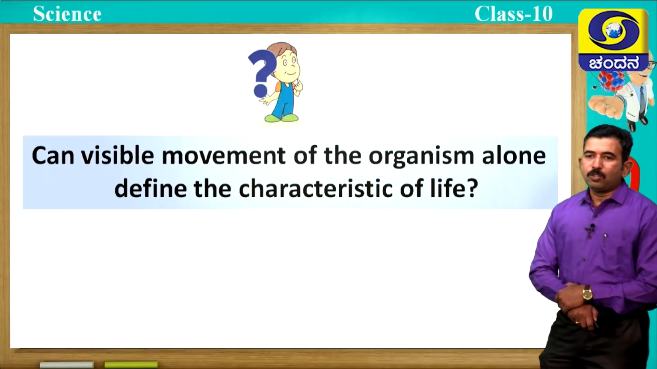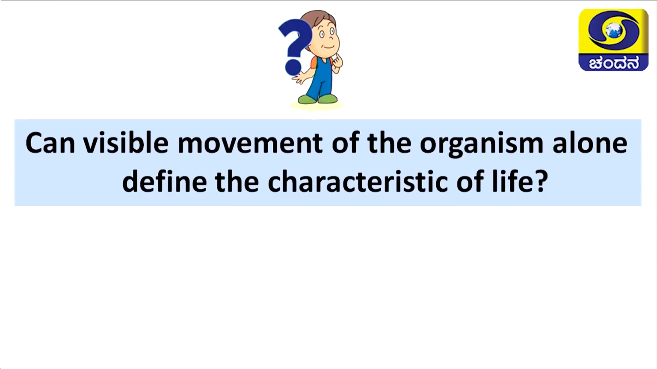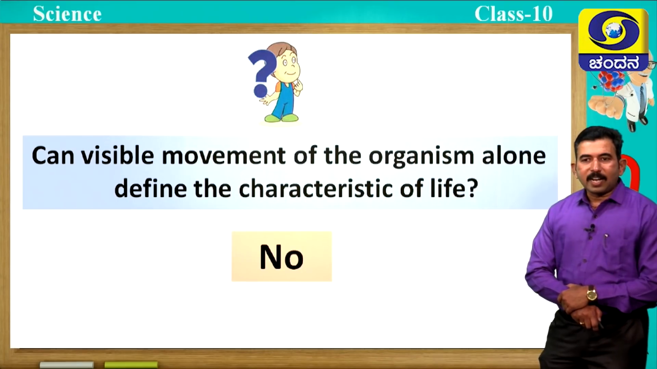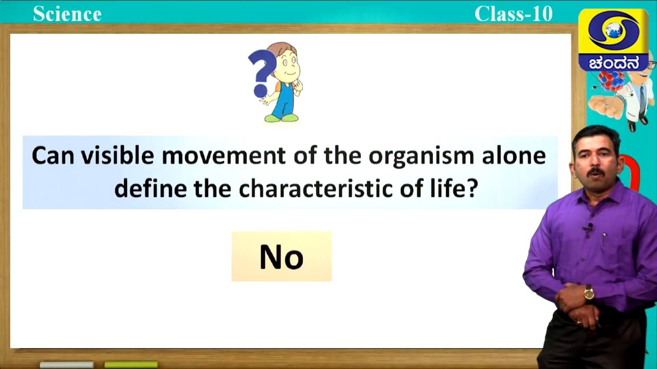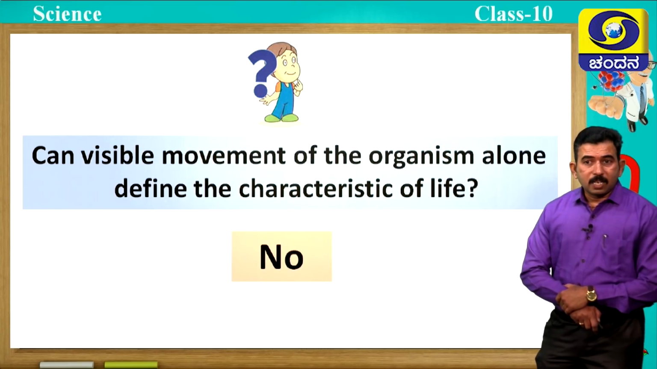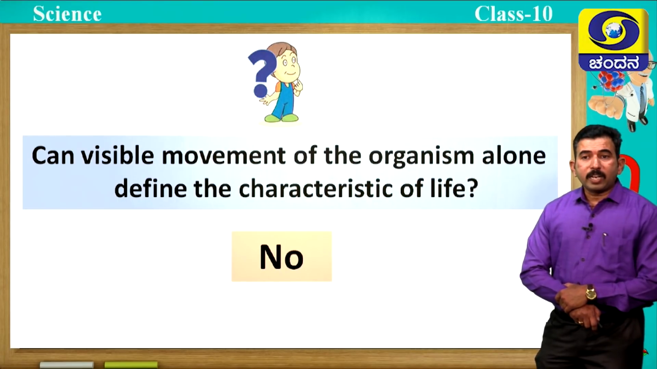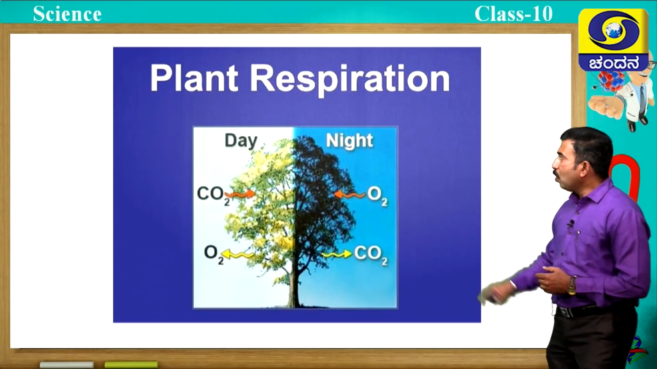Now the question for you students: can visible movement of the organism alone define the characteristic of life? Your answer is correct. You cannot say that only visible movement of the organism defines the characteristic of life. You have seen plants do not move, but still they are alive, and even some of the organisms were sleeping, but still they are alive. Now you observe this picture.